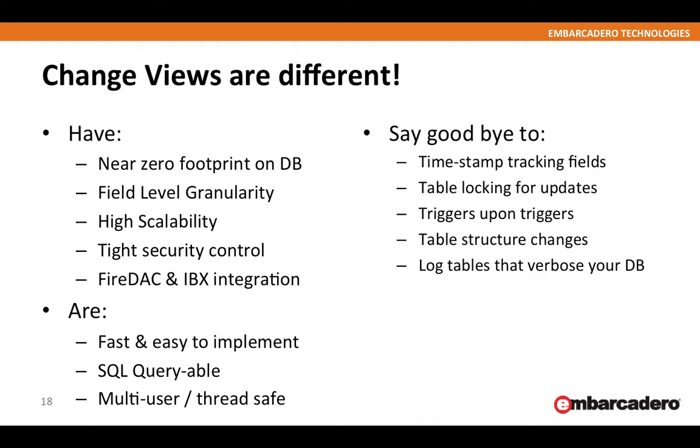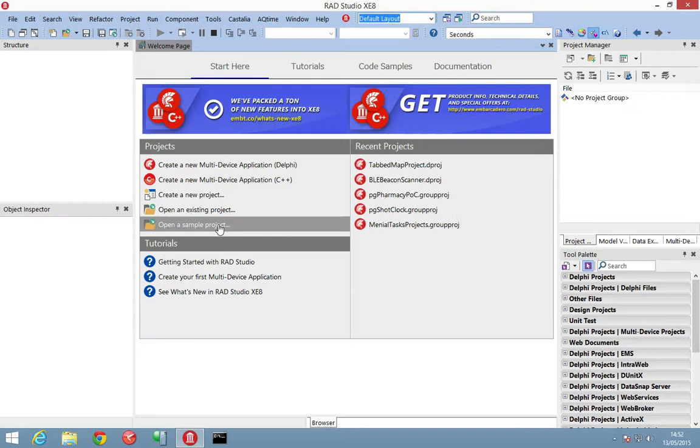So what this means as a developer, you can say goodbye to timestamp tracking fields, you can say goodbye to locking tables for writing when you've got multiple people trying to update things through. You don't need to go in and write additional triggers to put on the database tables for inserts, updates and deletes. No table structural changes are required, and you don't need a log table that just verboses out your database. So let's get in and actually see this stuff working.